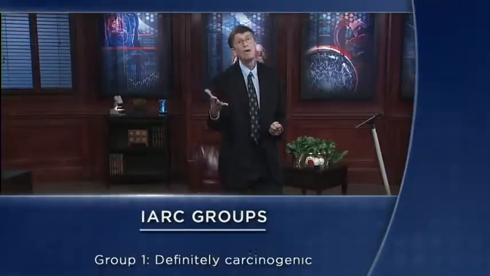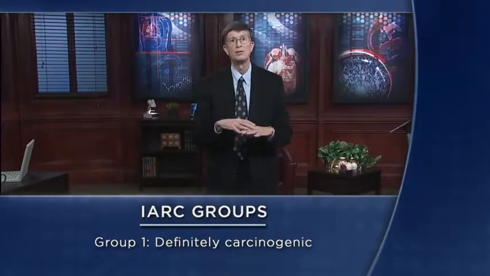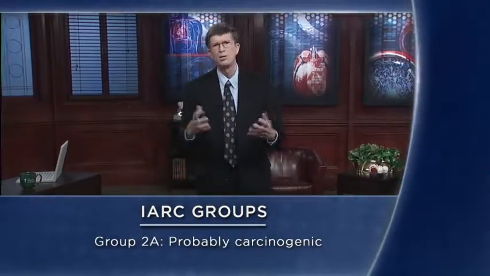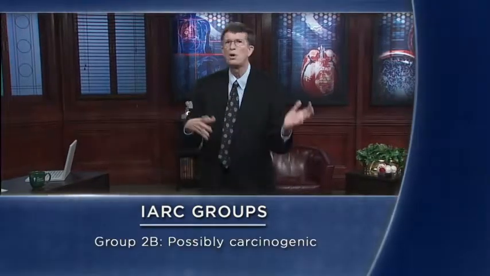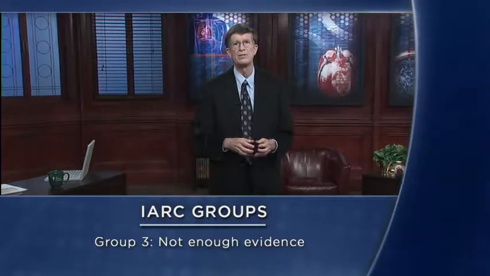And they classify these things into 4 groups. Group 1, carcinogenic, definitely to humans. I think aflatoxin is going to be on that list. Group 2A, probably carcinogenic. Evidence is pretty good. Group 2B, possibly carcinogenic. Group 3, we don't know, not enough evidence. Group 1 has 79 chemicals on it.